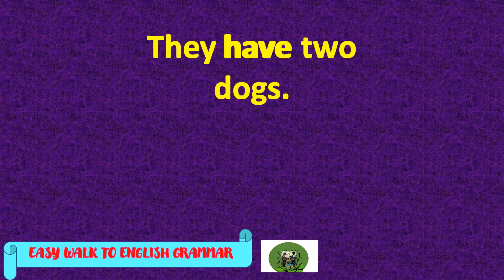Here in this sentence, there is a plural subject and this thing, they have two dogs. This happens in the present time. And we used the present tense plural form of have, which is have itself, here in this sentence. Hope you understood.